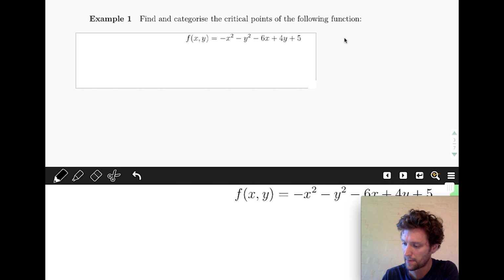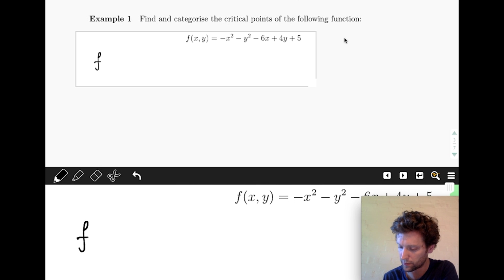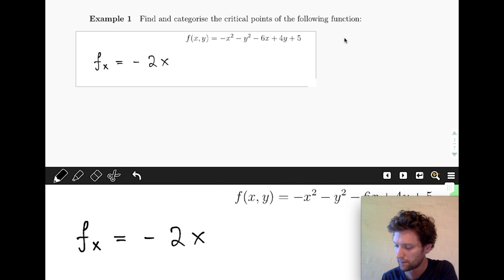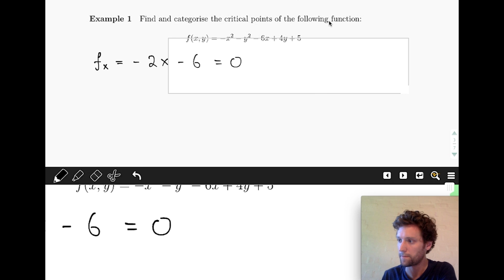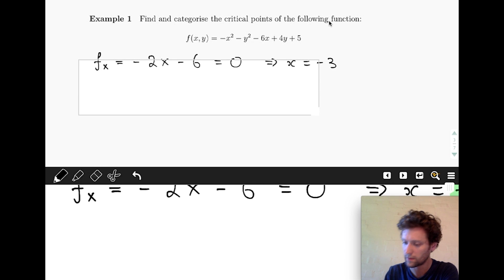So I've got that the partial derivative with respect to x is equal to -2x - 6, and I'm setting that equal to 0. I'm looking for where the function is neither increasing nor decreasing. It's stationary in the x direction. Now notice that that gives me an equation for x that I can solve immediately. So I get x is equal to -3. So that gives me one of my coordinates, one of my variables.